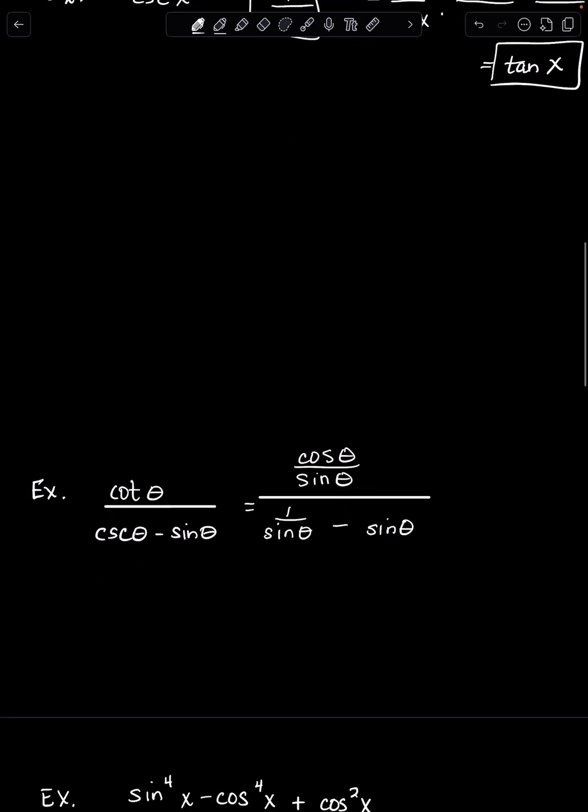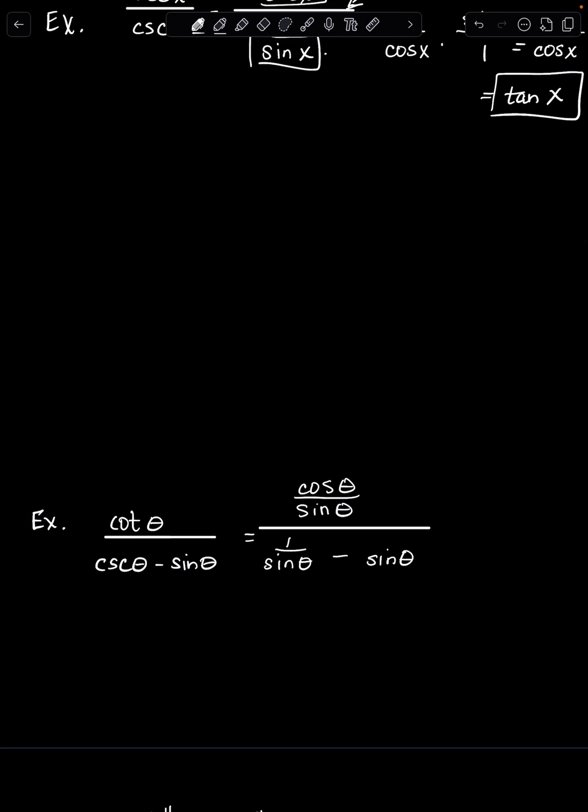Here, I've got more than one fraction. If you've got more than one fraction in your complex fraction, the easiest way to deal with that is to multiply. Let me write that. Multiply every term by the LCD, the lowest common denominator.